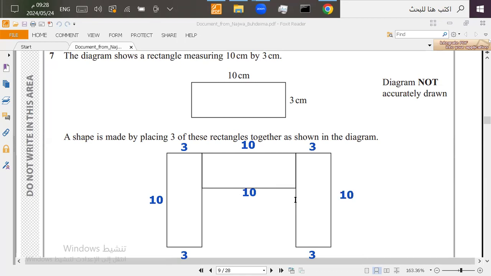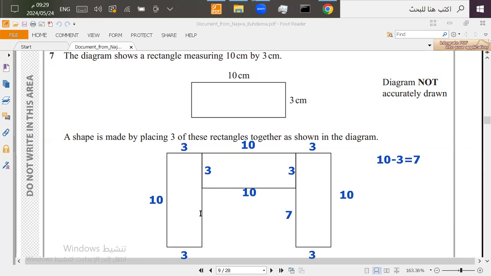Now we are missing this line and this line. We already know that the small line is 3 and the big line is 10. So we subtract 10 minus 3 will be, very good, 7. So to find out the missing line, we subtract them and we will get 7. So this line is 7.